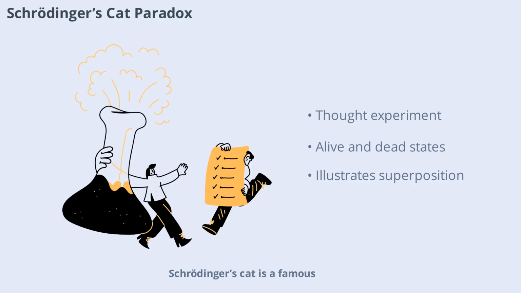Schrödinger's cat is a famous thought experiment that helps explain superposition. Imagine a cat in a sealed box with a device that has a 50% chance of killing the cat based on a quantum event. Until the box is opened and the cat is observed, it is considered both alive and dead at the same time. This paradox highlights how quantum mechanics defies our everyday logic and shows the strange consequences of superposition at the quantum level.